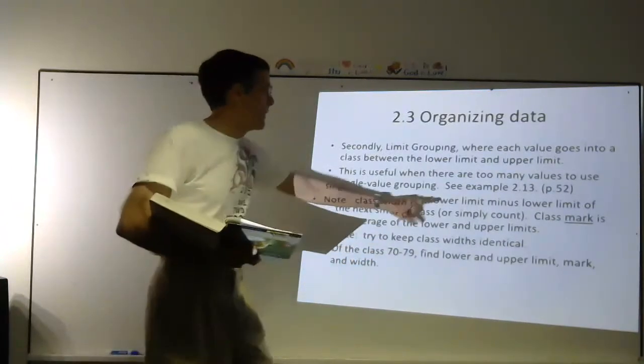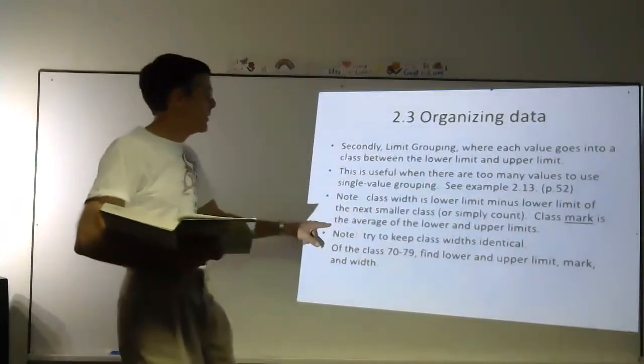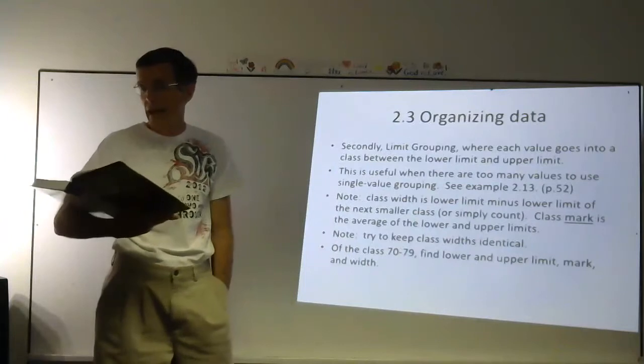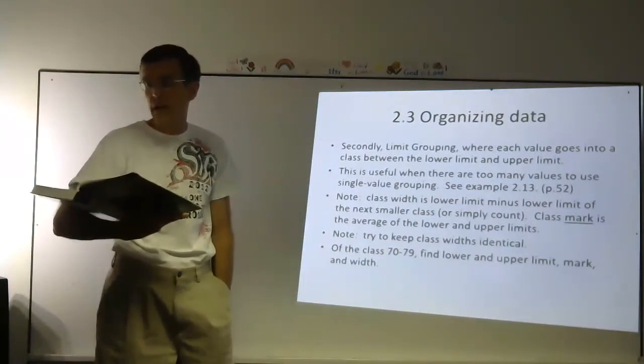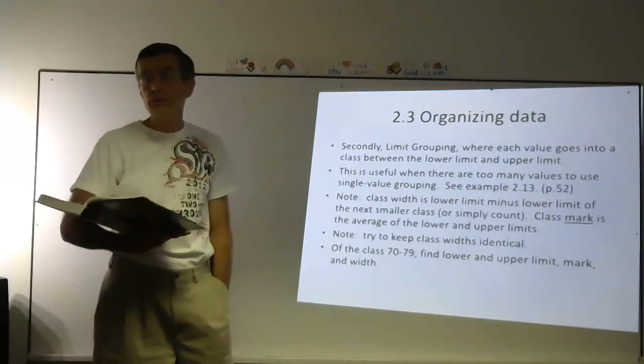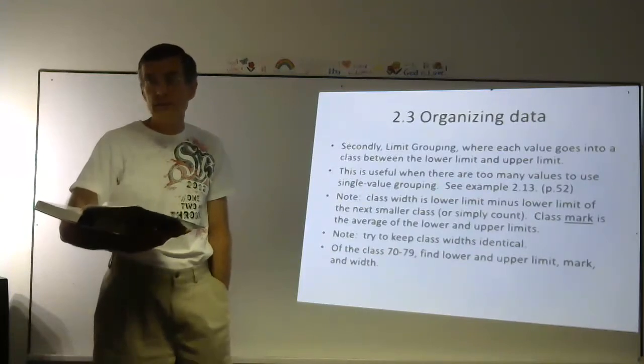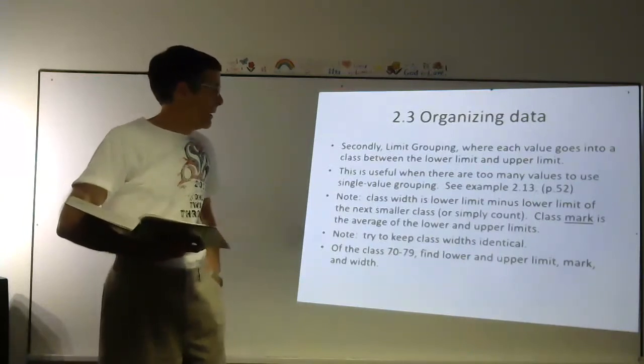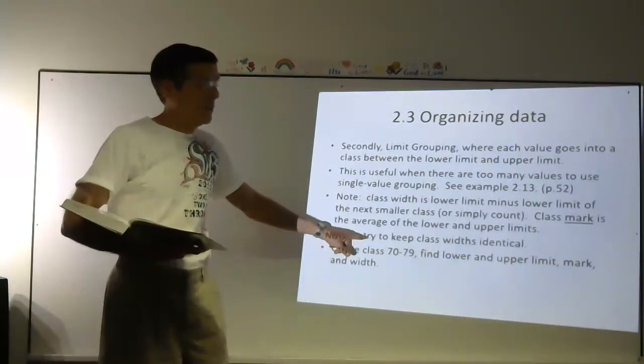Obviously, I forgot the class mark. The class mark is the average of the lower and upper limits, okay? So the average of 30 and 39 is actually 34.5. It is not 35. You add them up and divide by 2, okay? Try to keep the class widths identical.